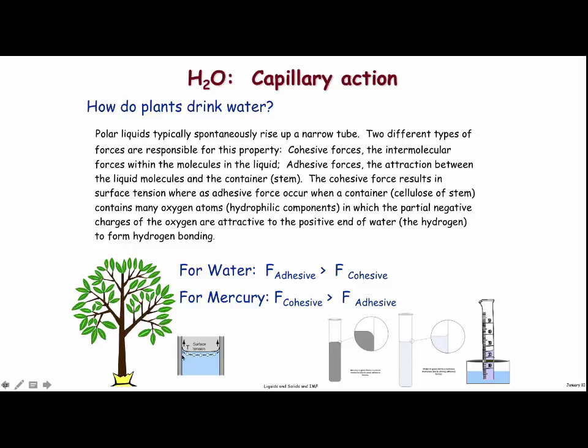And so there's going to be an attraction there, but in order to maintain that cohesive force, it's going to try and keep that surface as maximum as possible. And what happens is that it tends to rise up in order to do that. For water, the adhesive force is going to be greater than the cohesive force. For mercury, the cohesive force is greater than the adhesive force.